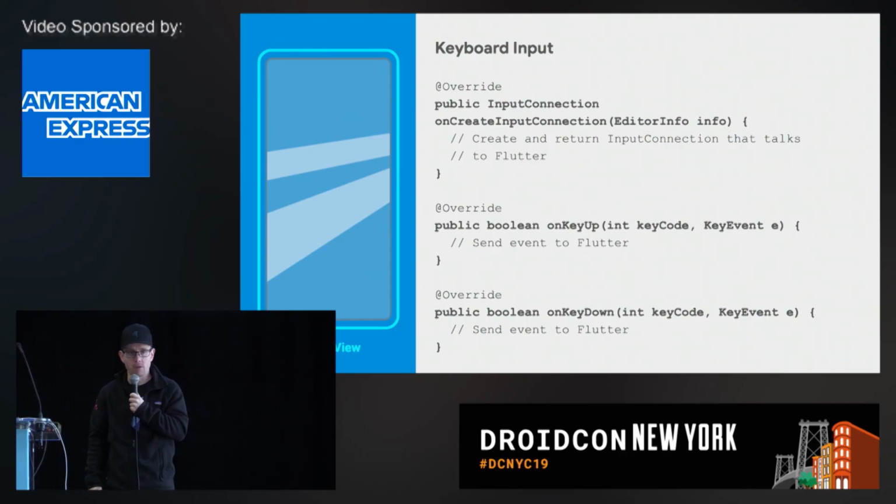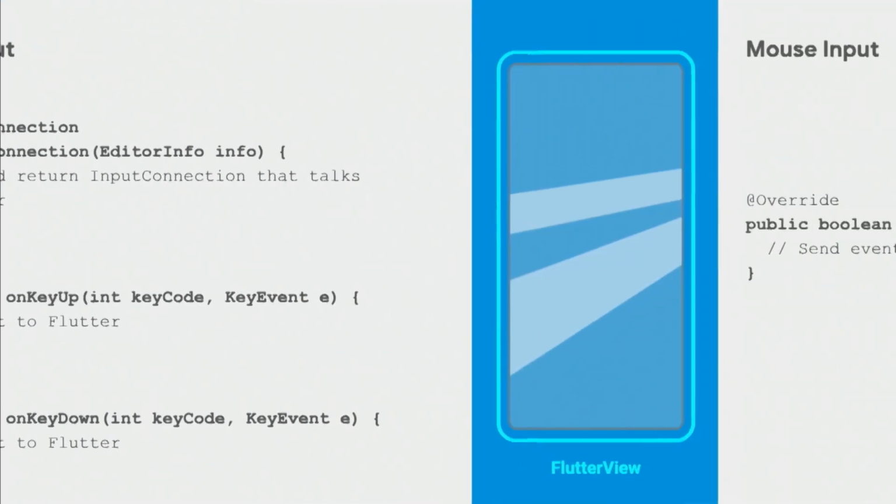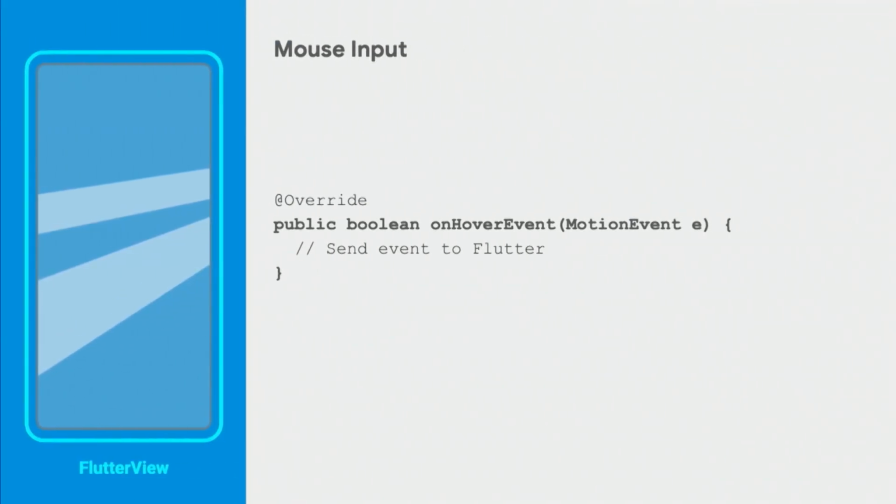Here's an example of some keyboard input. We've overridden these methods in Flutter View. When onCreateInputConnection is called, we return a Flutter implementation of an input connection. When we get onKeyUp and onKeyDown, again, we forward those over to the Flutter framework. For mouse interaction, we forward hover events.